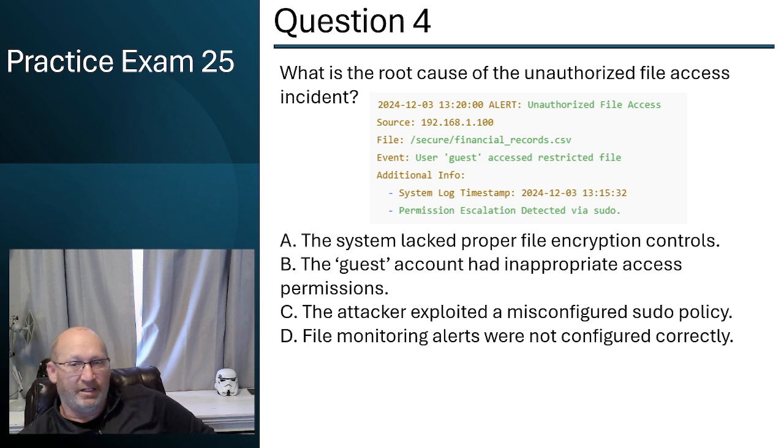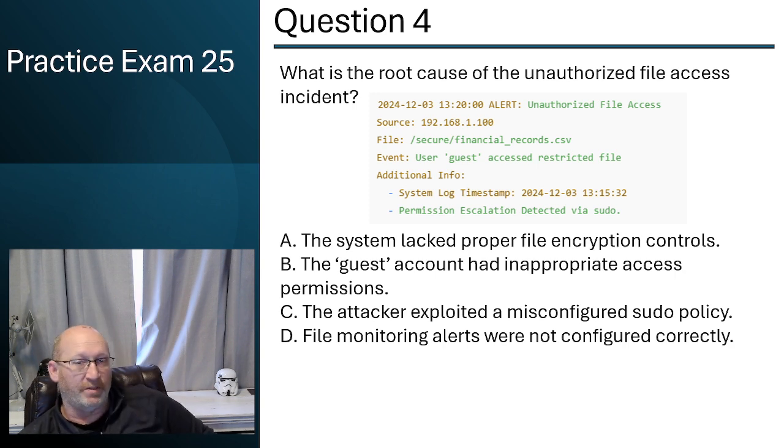B, the guest account had inappropriate access permissions. Oh, I think we could see that, right? The guest accessed restricted file. We can see it right there. Why was the guest able to access that? That's our problem. Is it better than A? I would say yes. I would say that B is better than A, because if we see encryption, that doesn't matter. If you have a guest account and it's able to access it, then it's going to be unencrypted.